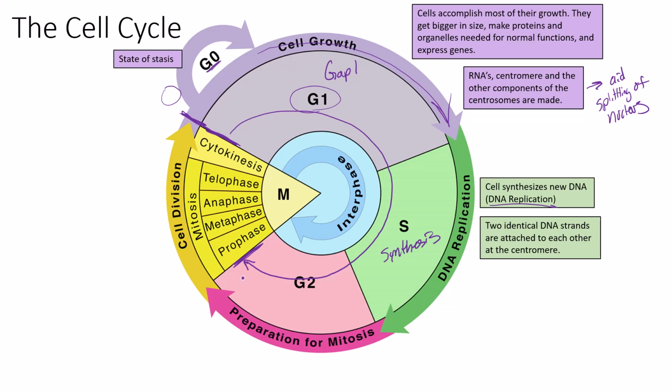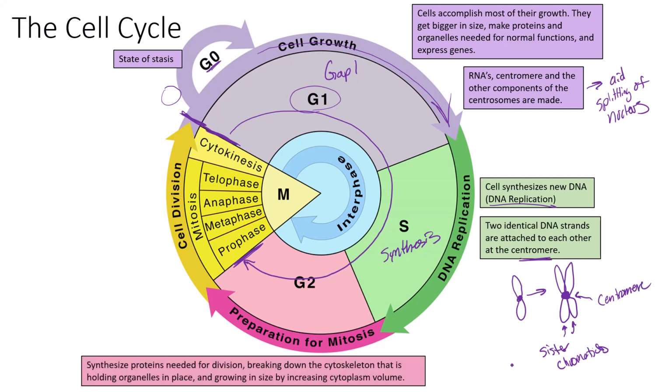Two identical DNA strands are attached to each other at the centromere, and so when a chromosome replicates itself, it will start out as an unduplicated chromosome, and it will replicate itself to produce the duplicated structure, which is made up of two identical sister chromatids, which are held together by that physical structure in the middle called the centromere.